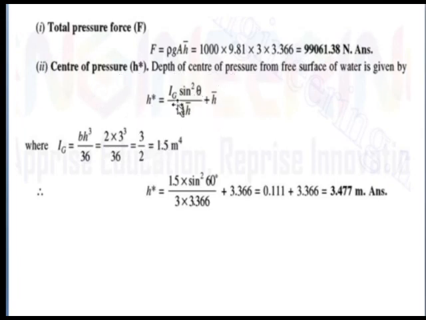But we don't know the value of Ig, as it is a triangular plate. The formula for Ig is equal to bh cube upon 36. Then we get the value of Ig as 1.5 meter raised to 4. Putting this value into the above formula, we get the value of h star, meaning the center of pressure.